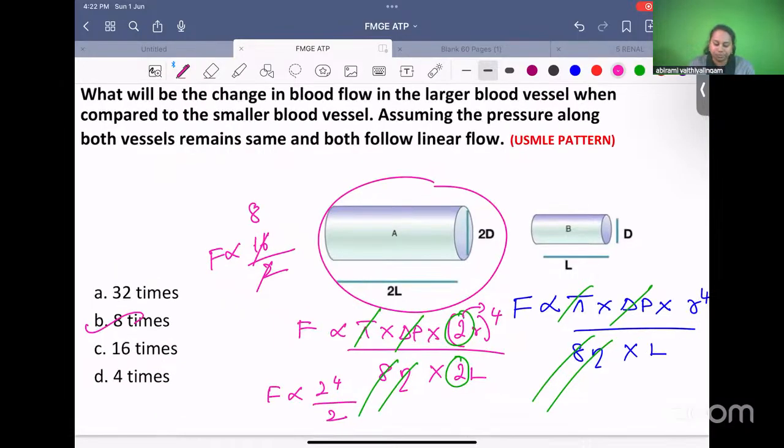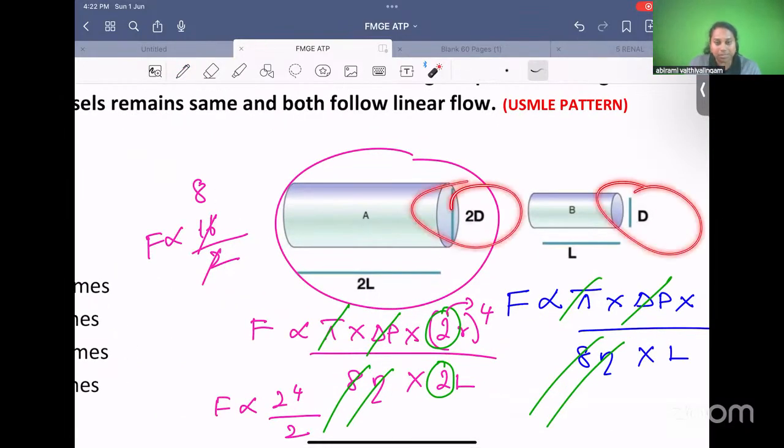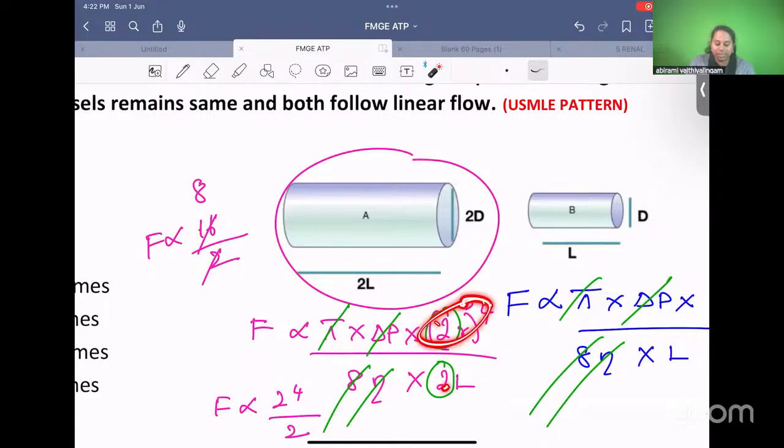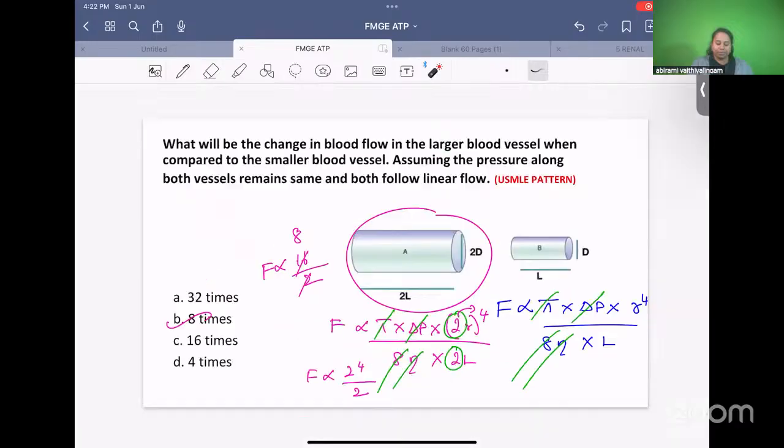Got it? Diameter is doubled means size is doubled, so radius also will be doubled. Only this 2 and 2 is different. 2 to the power of 4 is 16 in the numerator. We have a 2 in the denominator. 16 by 2 is 8.